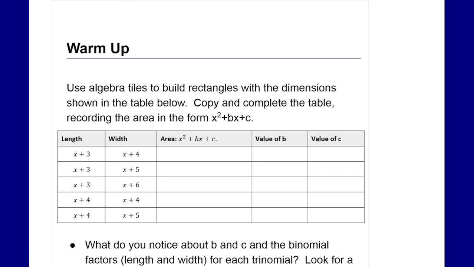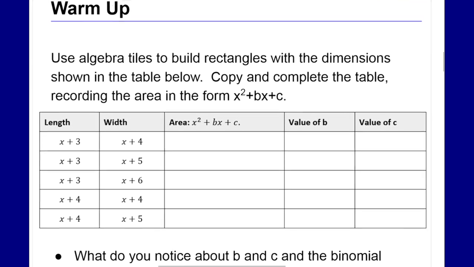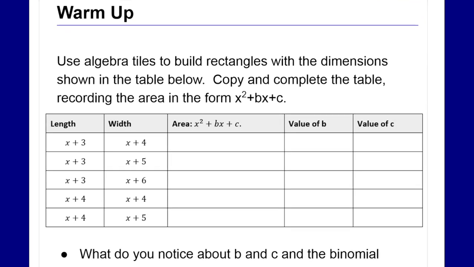The table is going to show your different lengths and widths, and I want you to come up with the area for that rectangle, and then determine what the values of b and c are for that area. The area will be in some form of x squared plus bx plus c. This is similar to what we were doing before when we were expanding using the algebra tiles in a previous lesson. Here we're just going to consider the product of this expansion as the area.